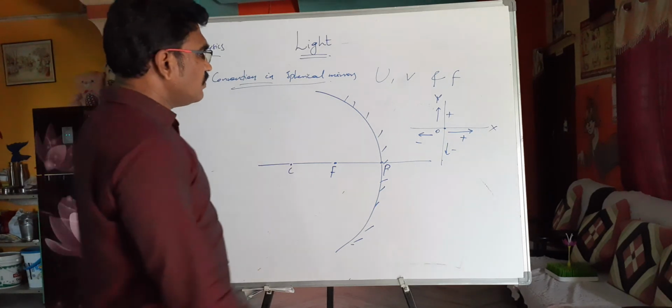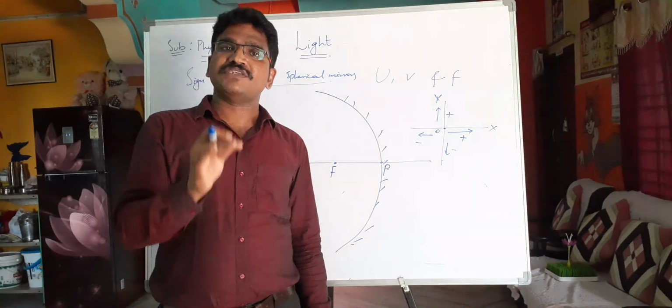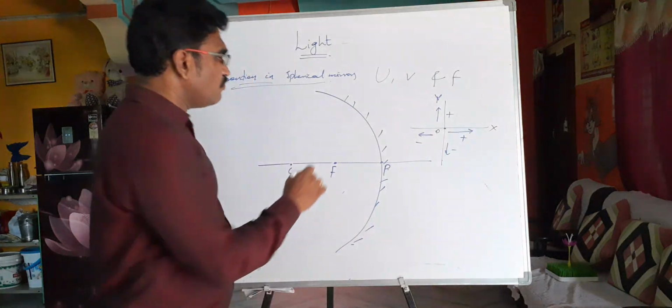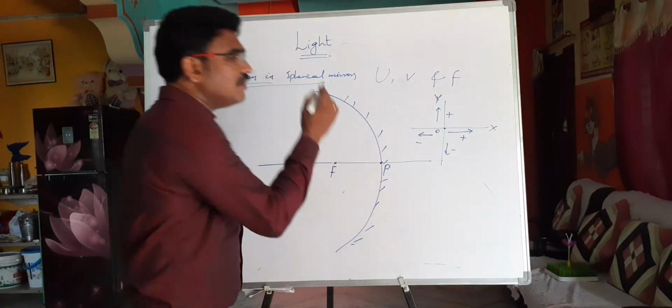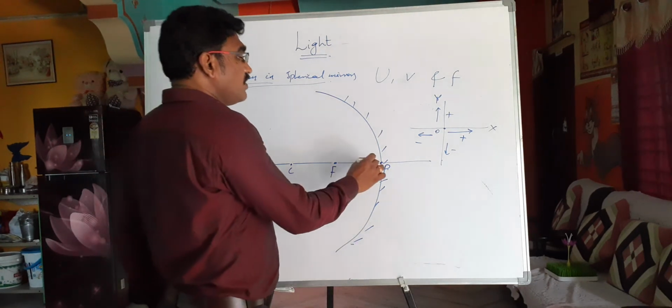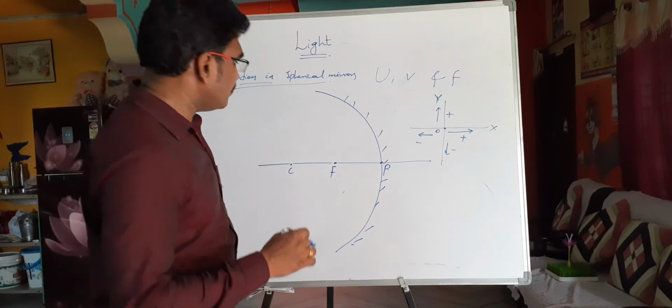But here also, whenever you are measuring the focal length, object distance, image distance, anything, always you start from the pole. So the pole is considered as the origin. Always the pole is considered as the origin, so always you start measuring from the pole. This is very, very important.